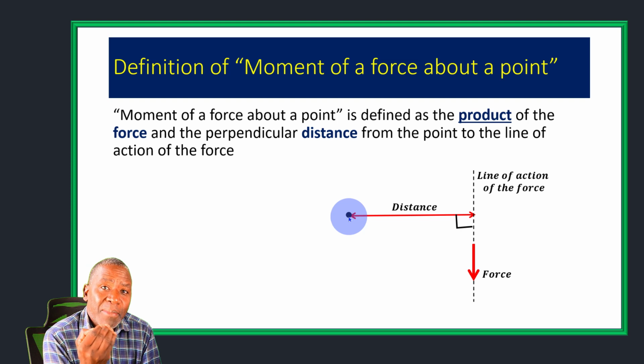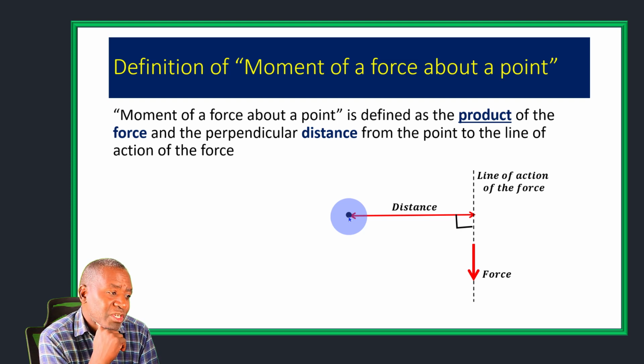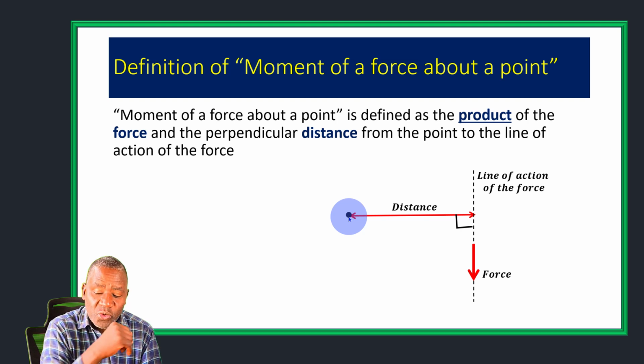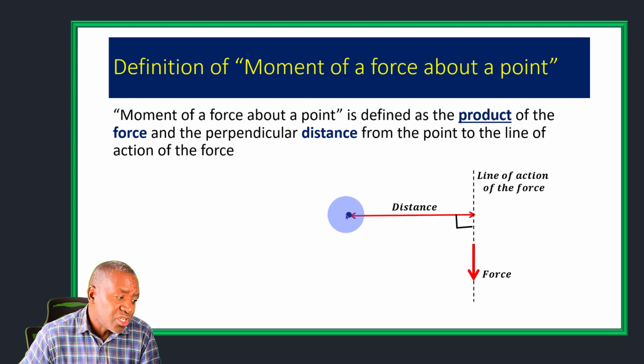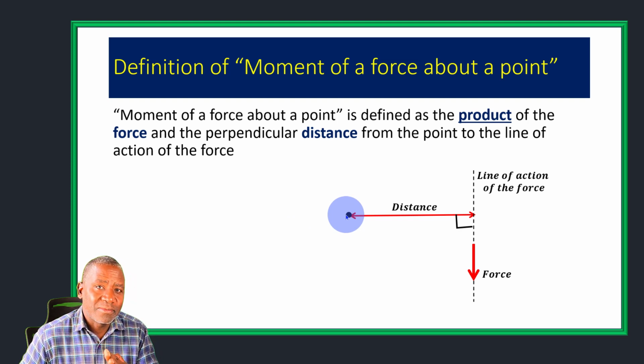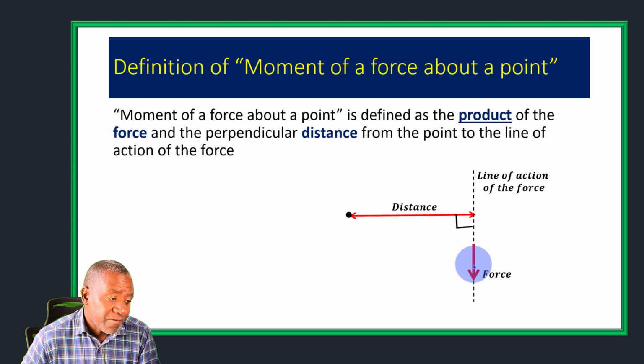It turns about the hinge. I'll be showing you that in a moment when we'll be looking at the direction of moment of a force about a point. So this is the point about which the object turns. All right. This is the force that is applied in order to make the object turn.